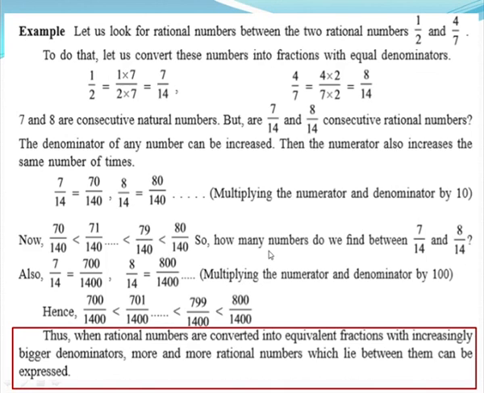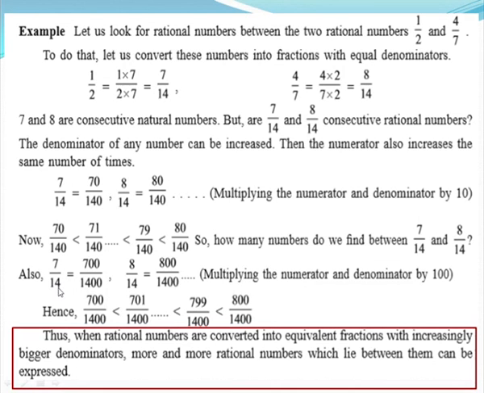Now, how many numbers do we find between 7 upon 14 and 8 upon 14? Here we are getting about 9 numbers. But children, are there only this many numbers between 7 upon 14 and 8 upon 14? No. Still we can find many more rational numbers between them, if we increase the denominator of the given rational numbers.